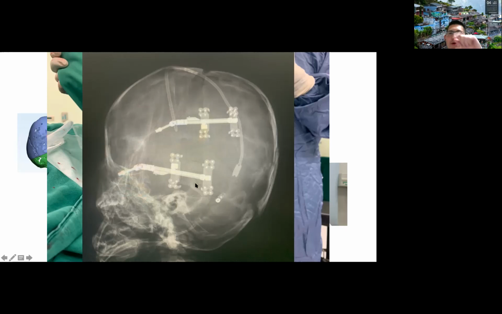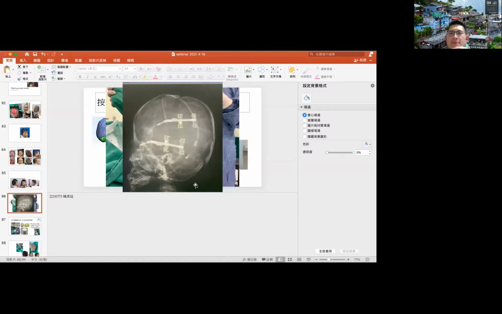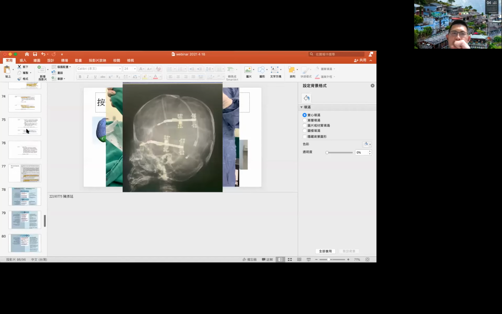So I have one more question that I think is always asked by the parents. So early surgery and delayed surgery, and what is the influence on the patient's IQ? What is your opinion, Professor Lu?